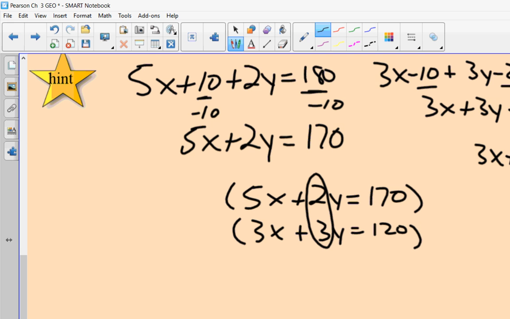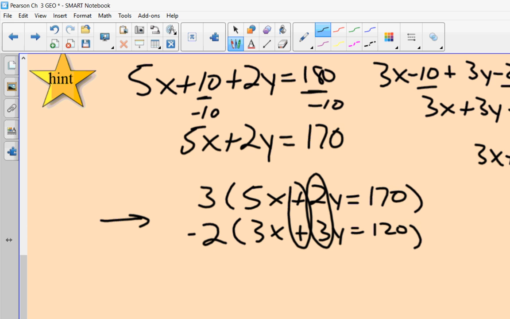So to get the 2 to be a 6, I have to multiply it by 3. And to get the 3 to be a 6, I have to multiply it by 2. But also my issue is that both of these are positive. So I'm going to have to make one of these values out here negative. And you get to pick. It doesn't matter which one. I'm going to do the bottom one, okay?